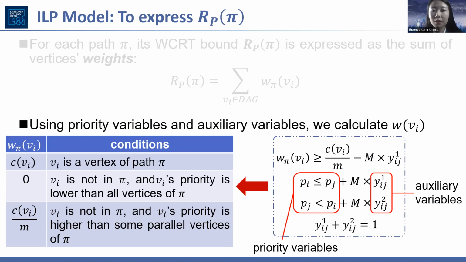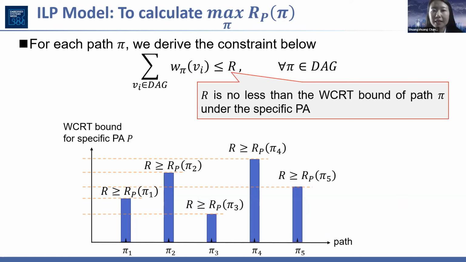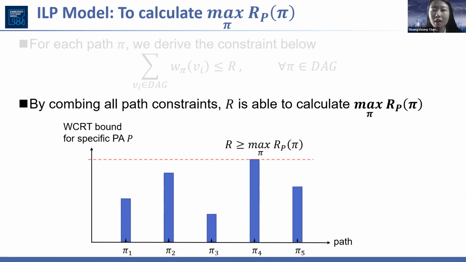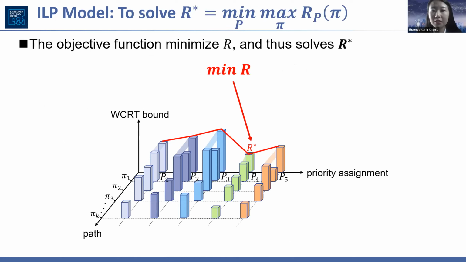By using priority variables and auxiliary variables, we can calculate the weight of Vi like this. For each path pi, we derive the constraint below. This constraint ensures that the value R is no less than the WCRT bound of path pi under the specific priority assignment. Look at the picture. Each path is associated with a path constraint. By combining all path constraints, R is able to calculate the maximum WCRT that is related to a specific priority assignment. Finally, the objective function can minimize R, and that solves R star like this.